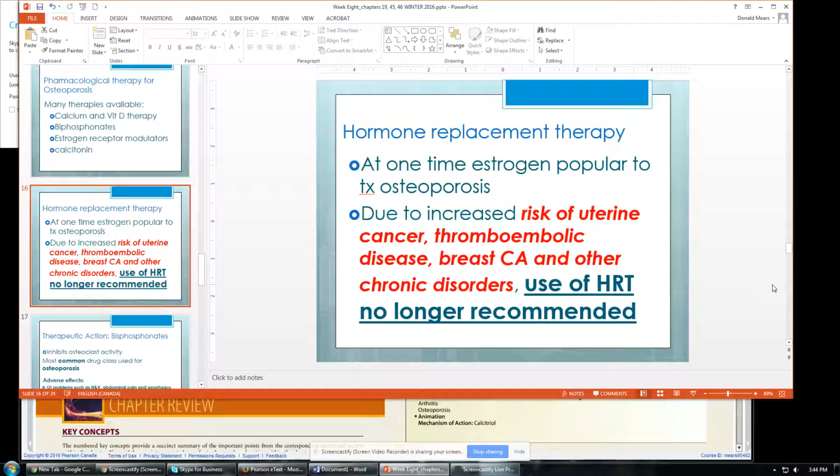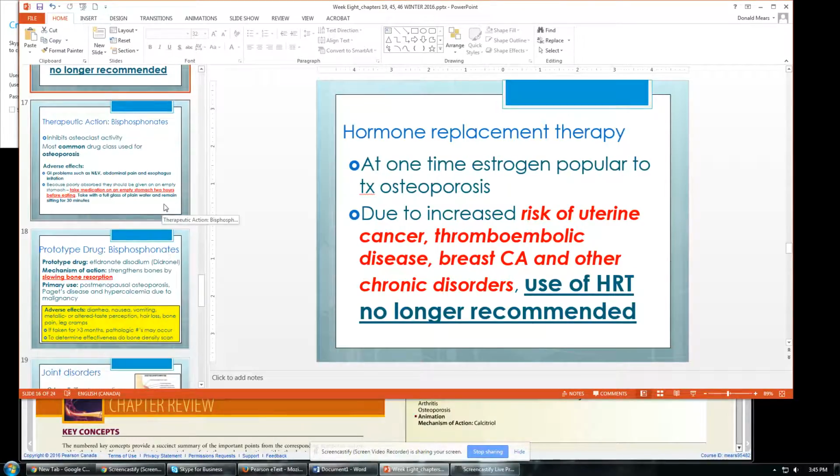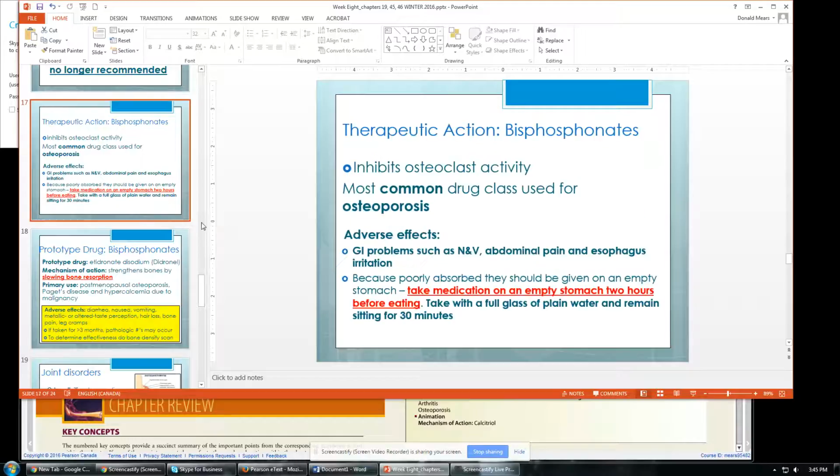Here's the HRTs. So at one time, we used to use estrogen because, how I mentioned before, the postmenopausal don't have any estrogen. So what the doctors used to do was put the patients on estrogen, or they call it HRT, hormone replacement therapy, to help increase the calcium levels. But unfortunately, after the fact, they found that there was a huge increase in the number of cases of cancer that they were seeing in women: uterine cancer, breast cancer. So HRT is no longer recommended. Once formerly the mainstay, but now through evidence-based practice and research, we know it's not safe.